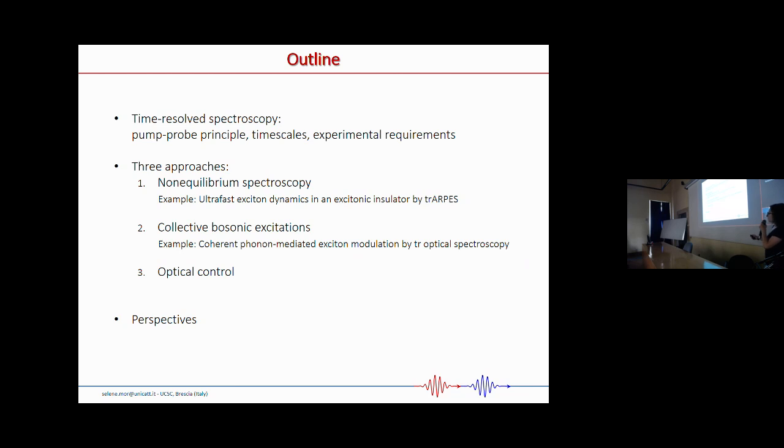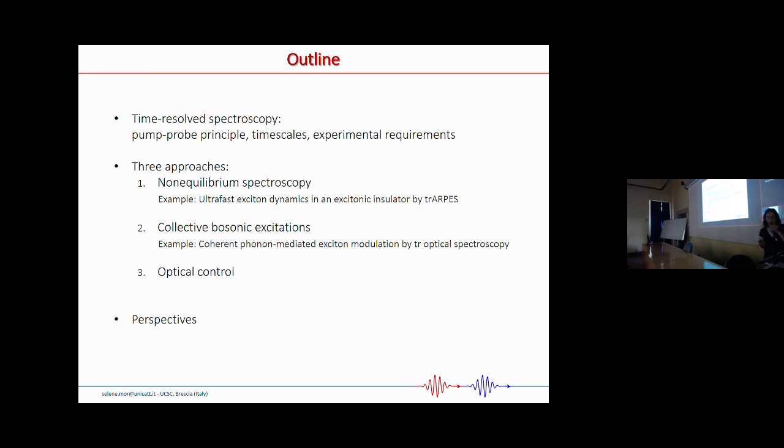In the second part of my talk, I will discuss the three main approaches of this technique, which are basically addressing the non-equilibrium physics of a system after the interaction with a photon. And the second one is the excitation or the probing of bosonic modes and collective excitations. And eventually the goal of achieving optical control of matter phases, eventually addressing non-thermal states which cannot really be addressed by any thermodynamical pathway.